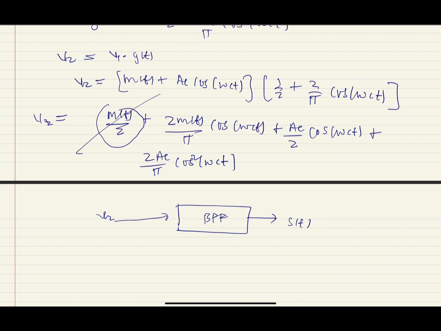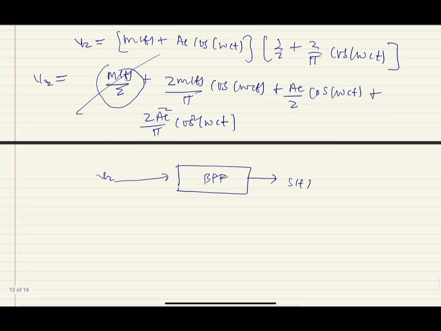Looking at the second one, it has our message, it also has our carrier, so we leave it. The third one has our carrier and then the carrier frequency, which is being used to carry the message, we leave it. The third one, which is AC square here, has the square of the cos function, and therefore it will have a higher frequency, and therefore our bandpass filter will attenuate it.